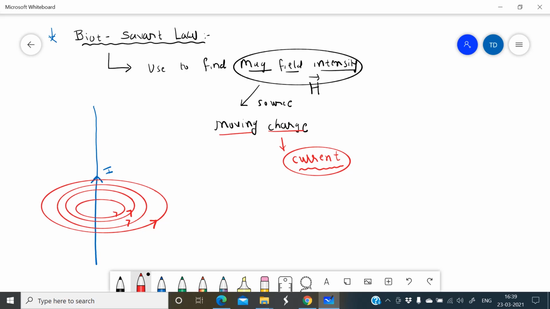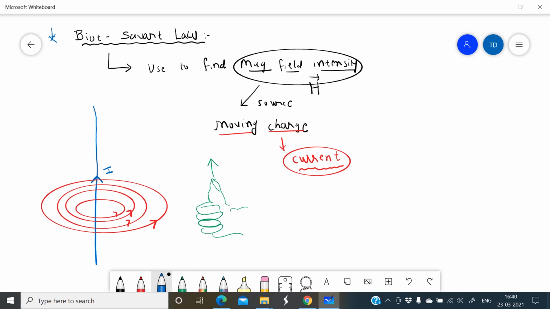Here we have to apply the right hand thumb rule. This is your right hand thumb, and this is your fingers. The thumb direction indicates the direction of current, and the movement of the fingers indicates the direction of magnetic field. So these red circles indicate the magnetic field.